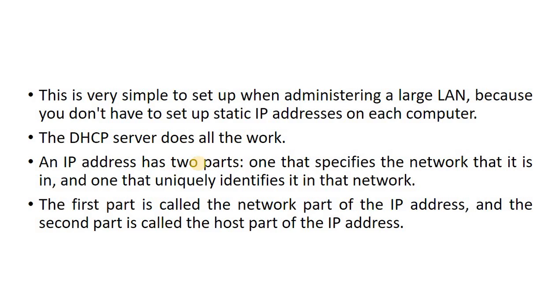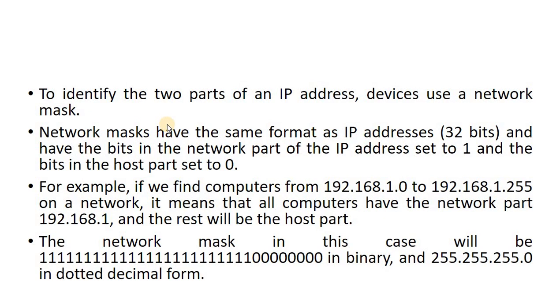An IP address has 2 parts, one that specifies the network that it is in and one that uniquely identifies it in that network. So the 32-bit long IP address has 2 parts, a part that specifies the network that the host is in and the rest that uniquely identifies that host in that network. The first part is called the network part of the IP address, and the second part is called the host part of the IP address. To identify the 2 parts of an IP address, devices use a network mask, or netmask for short.